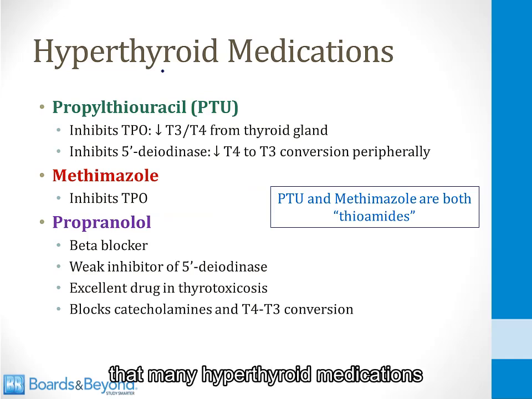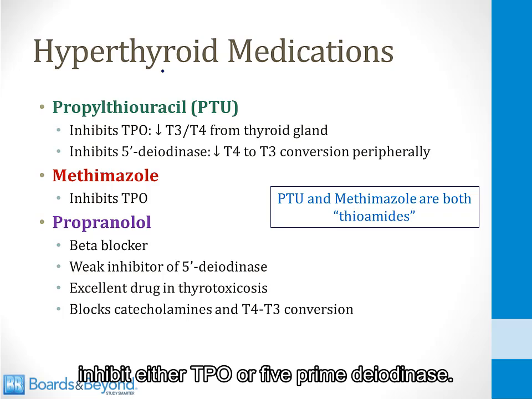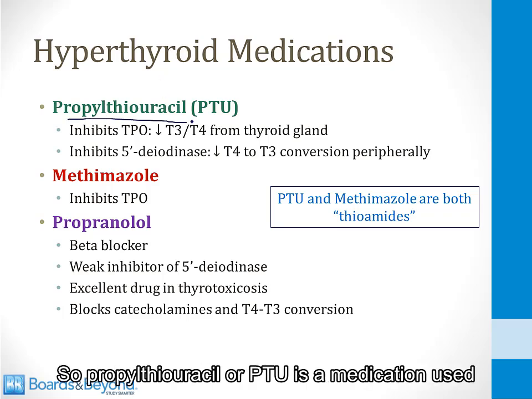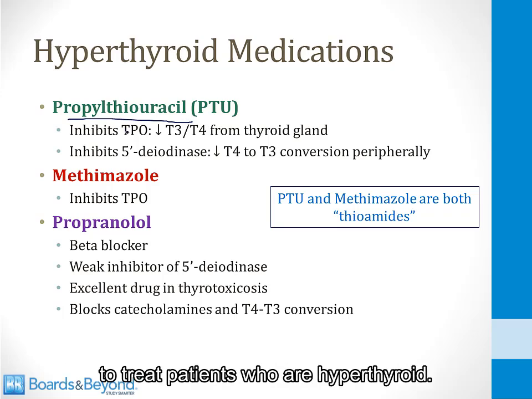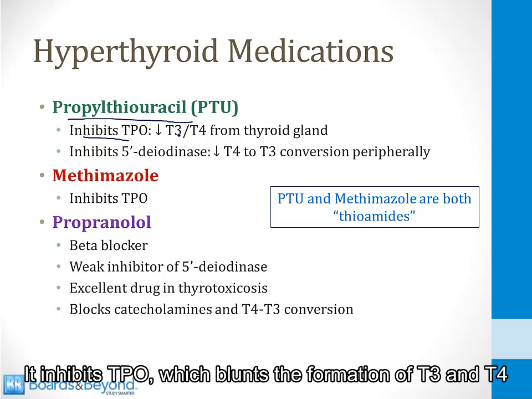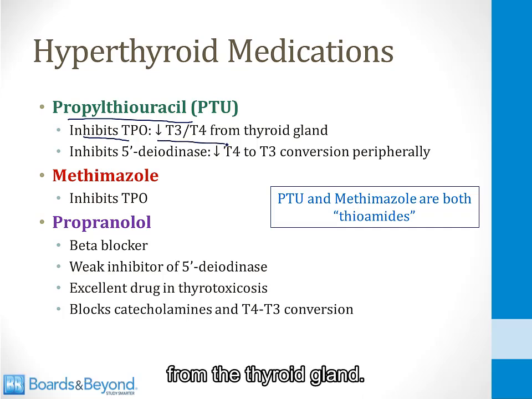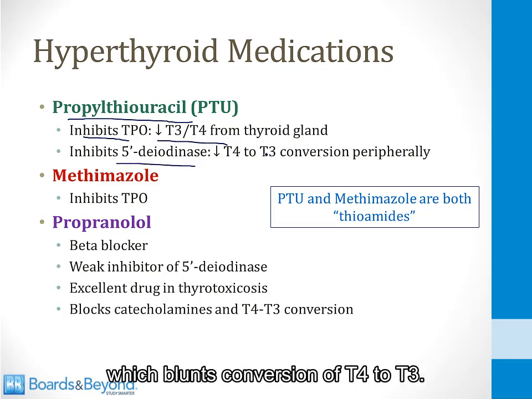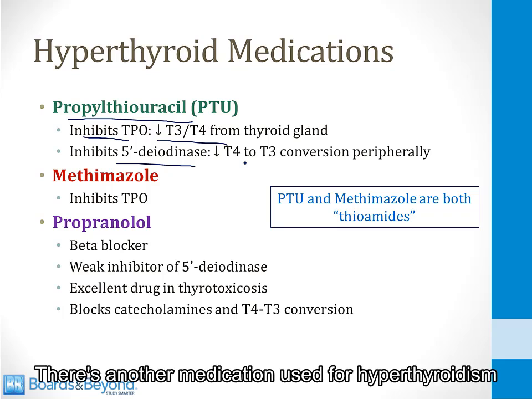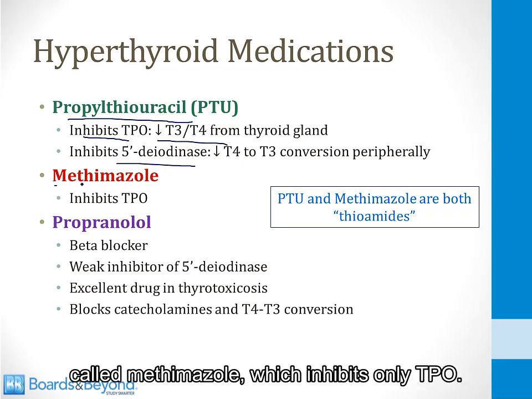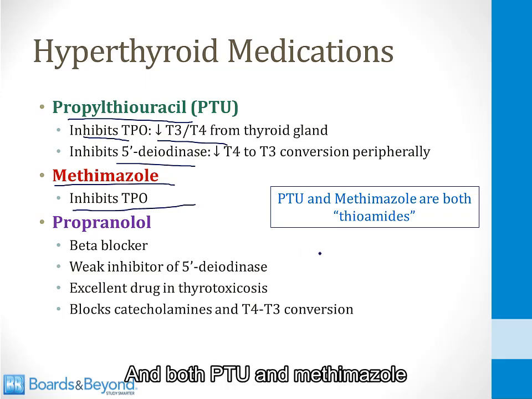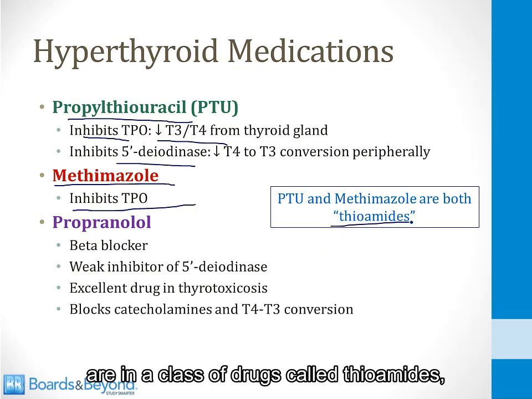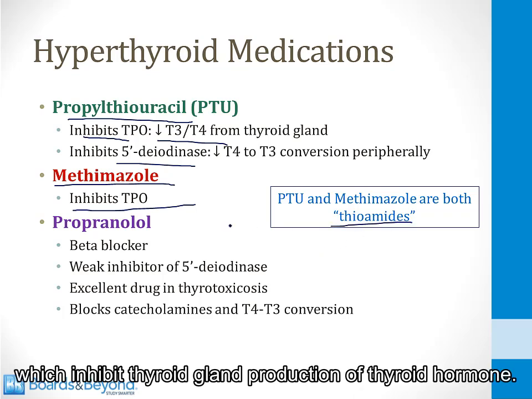hyperthyroid medications inhibit either TPO or 5' deiodinase. So propylthiouracil or PTU is a medication used to treat patients who are hyperthyroid. It inhibits TPO, which blunts the formation of T3 and T4 from the thyroid gland. PTU also inhibits 5' deiodinase, which blunts conversion of T4 to T3. There is another medication used for hyperthyroidism called methimazole, which inhibits only TPO, and both PTU and methimazole are in a class of drugs called thioamides, which inhibit thyroid gland production of thyroid hormone.